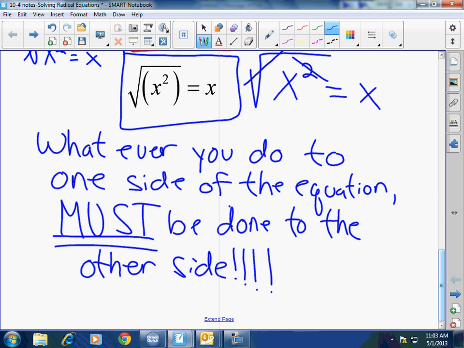Whatever is done to one side of the equation is done to the other side of the equation. So if I multiply by 5 on one side, I have to multiply by 5 on the other side. If I take a square root of one side, then I have to take the square root of the other side. If I square one side, then I have to square the other side. There are no exceptions.